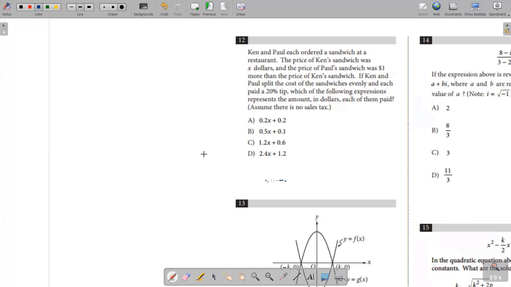So if we understand till now, if the price of Ken's sandwich is X dollars, how can we write the price of Paul's sandwich? It could be X plus 1. Correct. Okay, now we can move forward. Let me write this down.